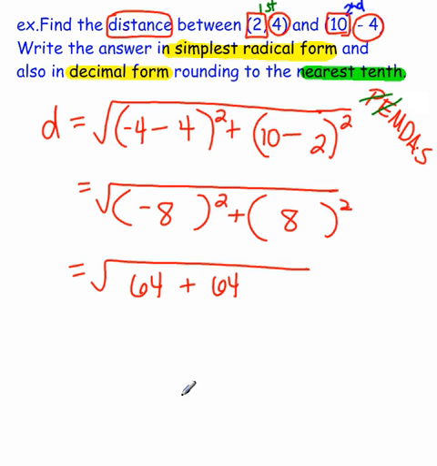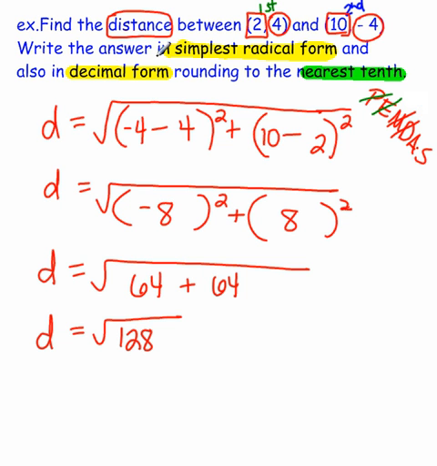So 64. Now, do we have any multiplication? No. Do we have any division? No, but we do have addition. So let's go with 64 plus 64, and that gives us the square root of 128. Now, we're trying to find the distance here, and now we're getting down to where we could give an answer.